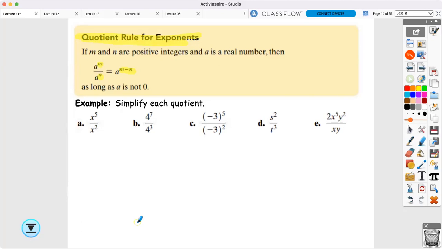So let's take a look at example A. Our base is X, right? They're both the same letter. So X to the 5th over X squared is the same thing as X to the 5 minus 2. And we have to simplify though. It wants us to keep going. So 5 minus 2 is X cubed. Since X is a variable, not a number, we cannot simplify anymore, so we are done.